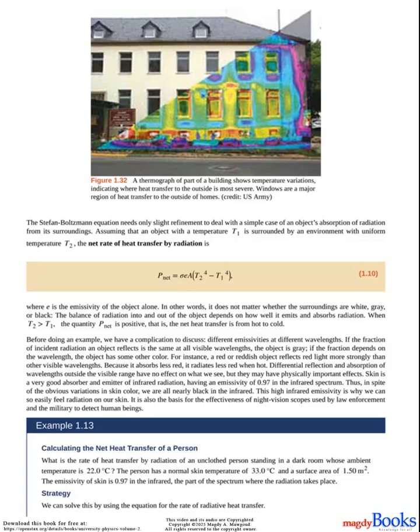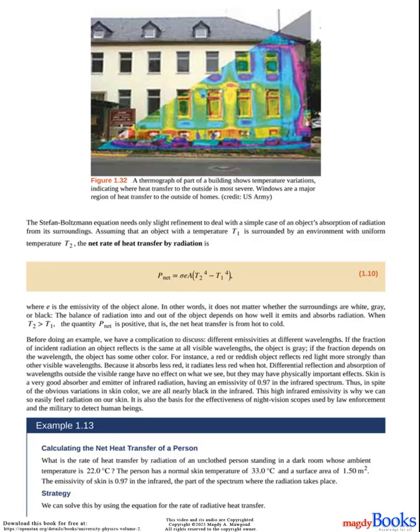The Stefan-Boltzmann equation needs only slight refinement to deal with a simple case of an object's absorption of radiation from its surroundings. Assuming that an object with a temperature T1 is surrounded by an environment with uniform temperature T2, the net rate of heat transfer by radiation is P net equals sigma E A (T2 to the power of 4 minus T1 to the power of 4).